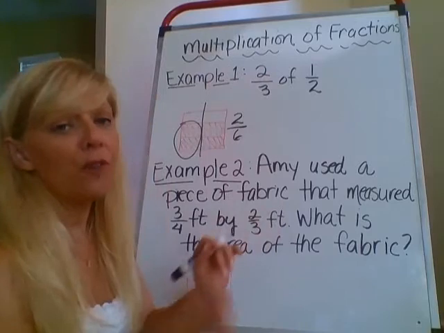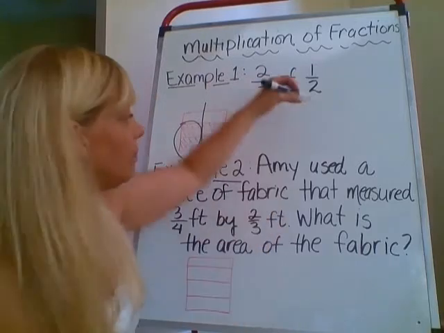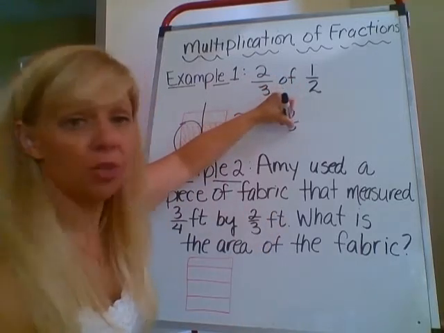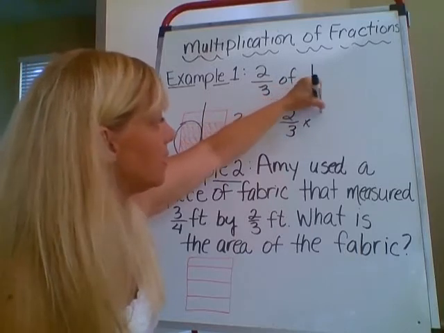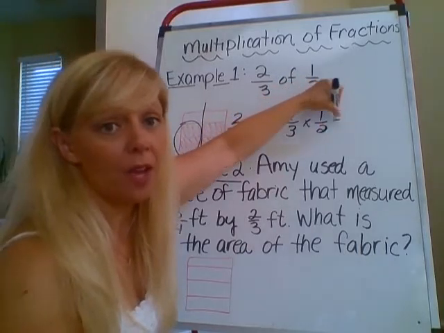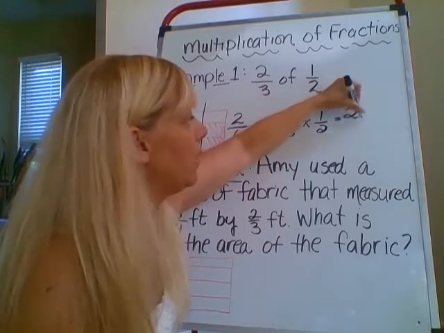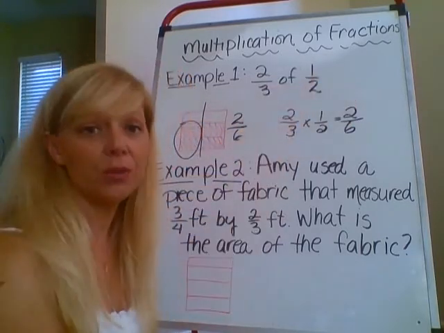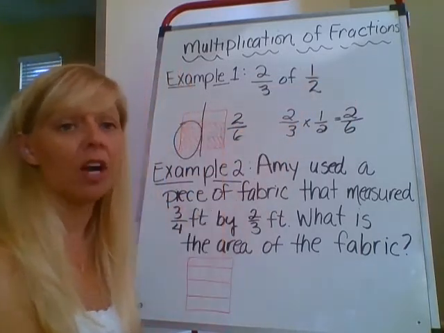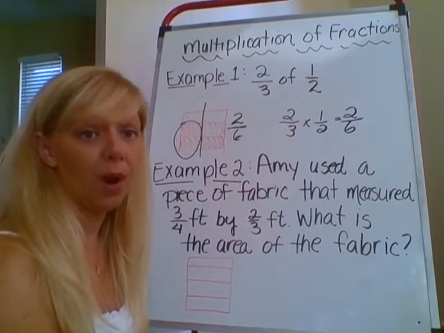All right. So if I do the traditional multiplication, 2/3 times a half, we multiply straight across and we get our 2/6. Okay, just like in our visual model of the problem.